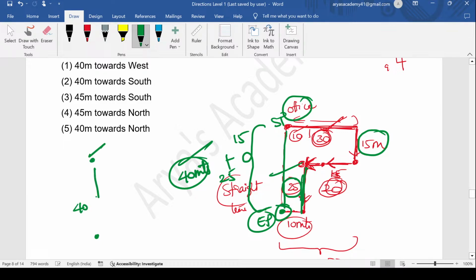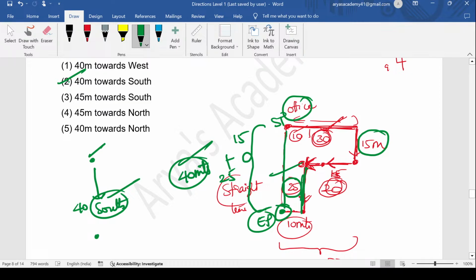But from office, what is this direction? South. So the answer is party hall is 40 meters towards south from my office. That is the correct answer. Option number 2. 40 meters towards south.